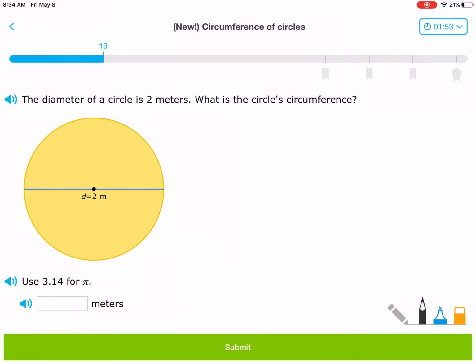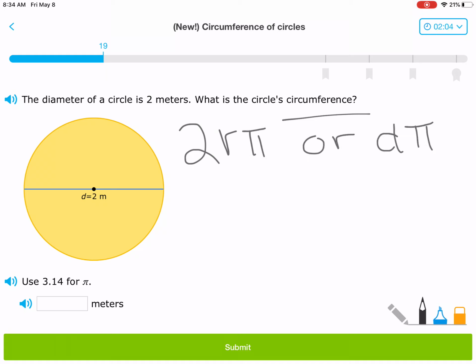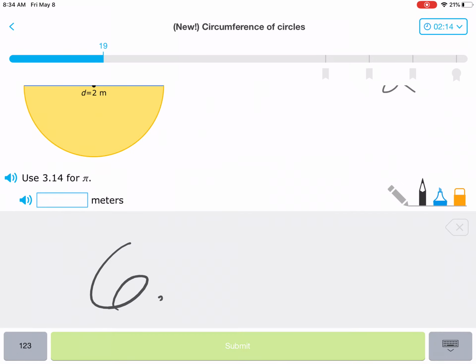The diameter of the circle is 2. What is its circumference? So from your formula sheet, we can do 2 times the radius times pi, or we can do the diameter times pi. The diameter is 2, so 2 times pi. And remember, IXL wants you to use 3.14, so you get 6.28.